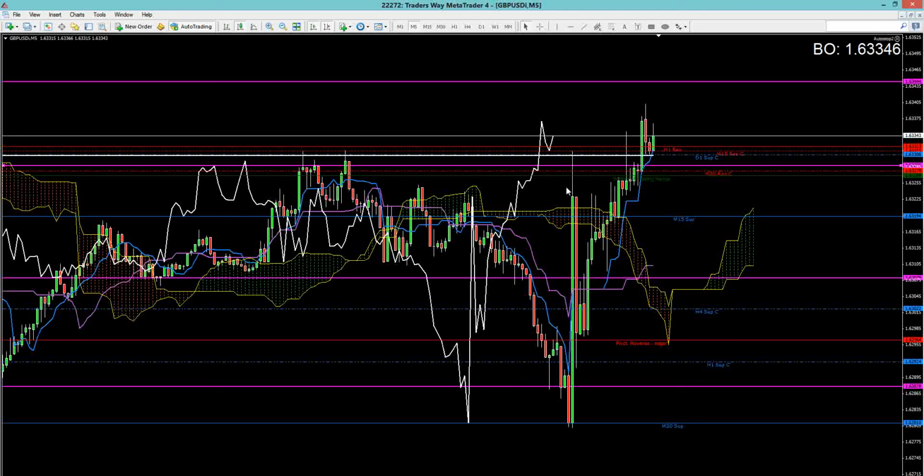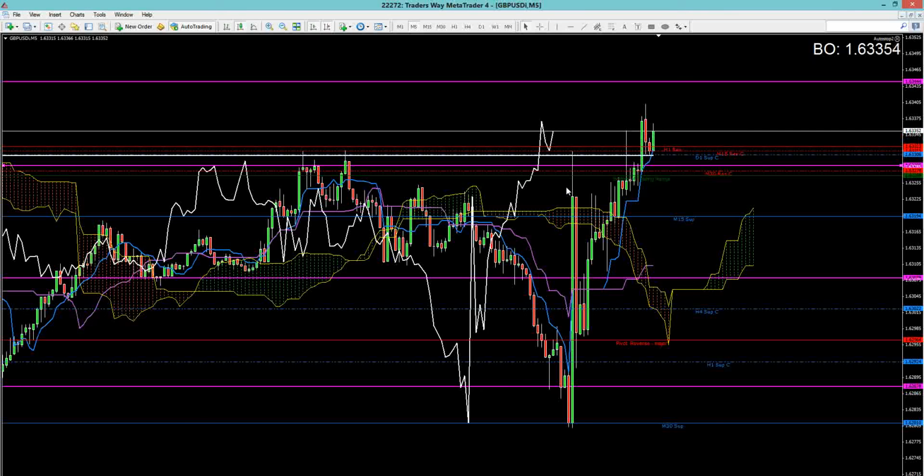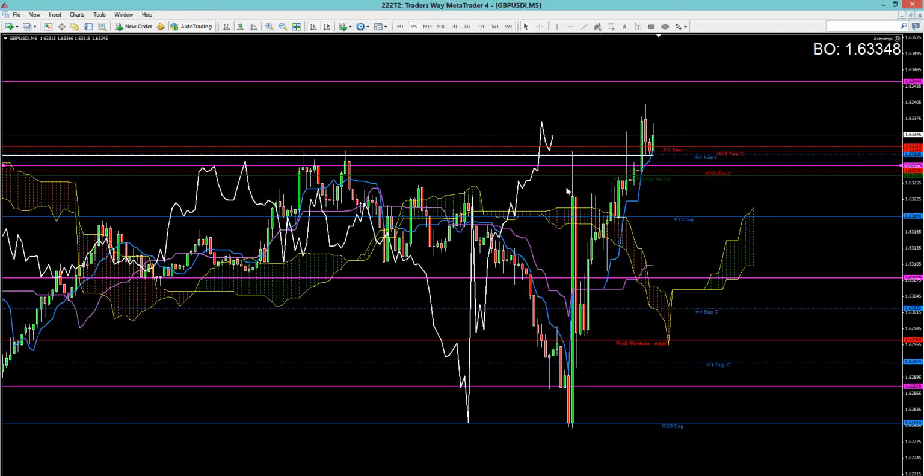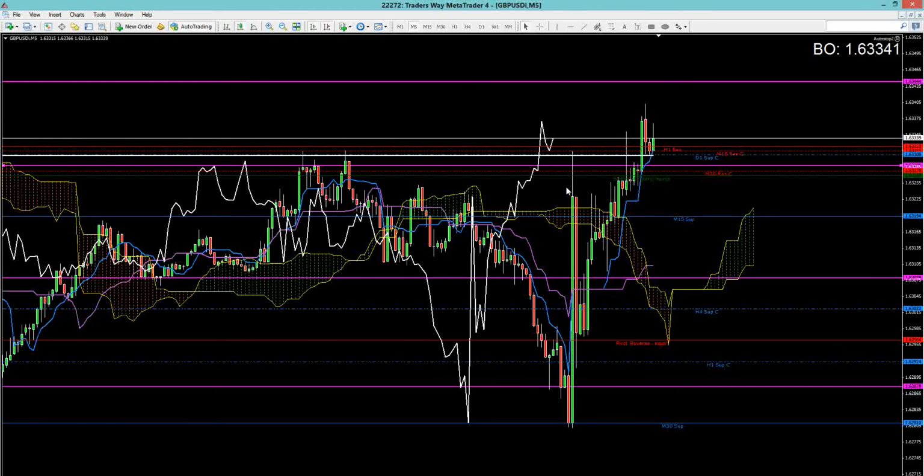I know y'all are using round numbers. Round numbers I do take into consideration, but I just look for them on the chart. The indicator drawing them on there kind of gets on my nerves. So that kind of explains what I'm using.